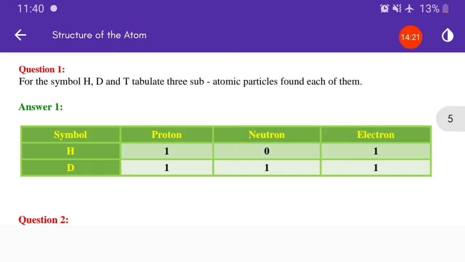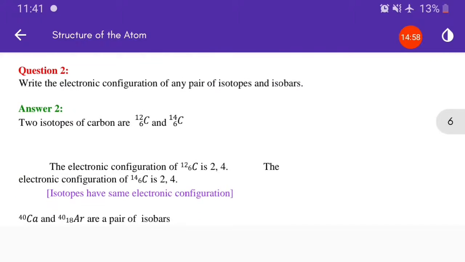Next question. For the symbols H, D and T, tabulate the 3 subatomic particles found in each of them. So here H: proton, neutron, electron; D: proton, neutron and electron. So in hydrogen, protons 1, neutrons are not there, electron is 1, and in D, proton 1, neutron 1 and electron 1.